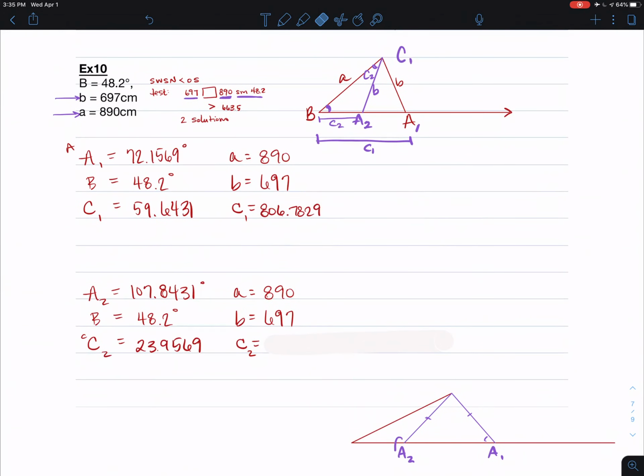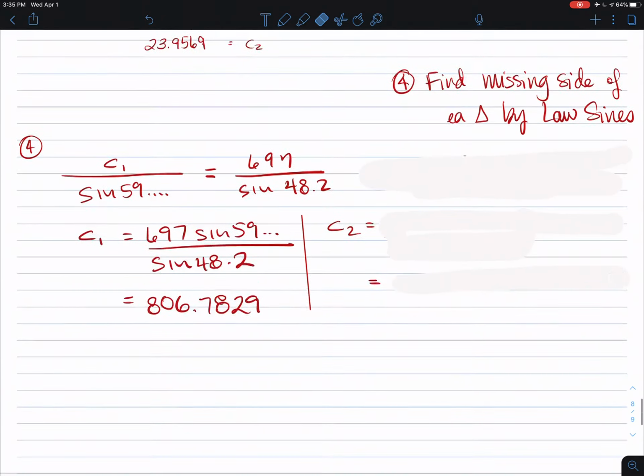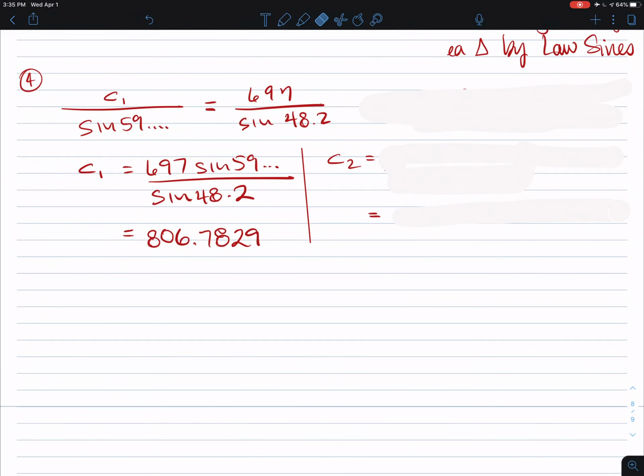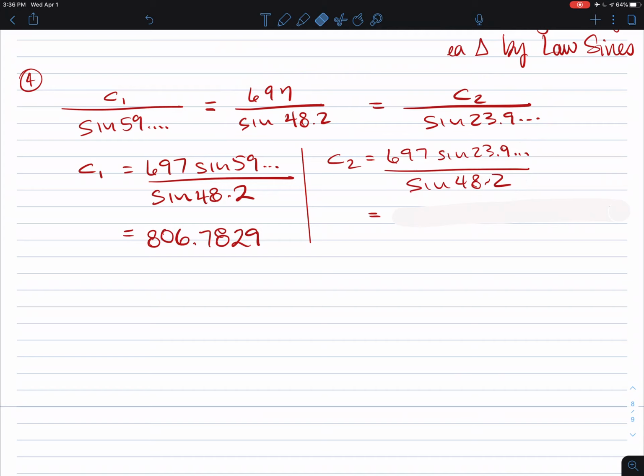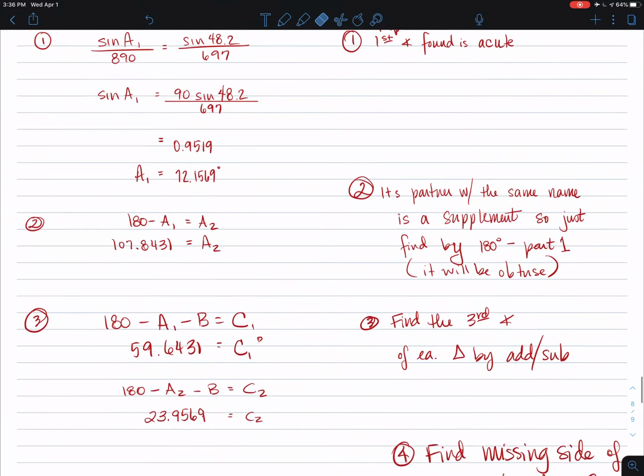And I'm going to do the same type of math to get my C2. So once again, now I'm only looking at these two fractions, the B fraction and the C2 fraction. So we'll multiply on both sides by the sine of 23. Once again, that 23 number was stored in my calculator. So then when I enter it all in, I get 379.6449.